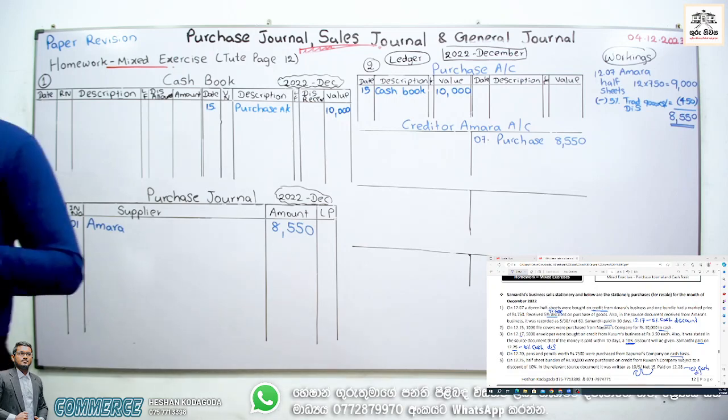Samanthi paid in 10 days, which means Samanthi is eligible for cash discount. Right? Samanthi is cash discount eligible, right?